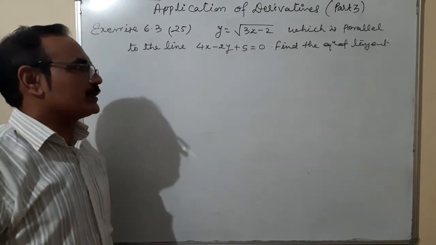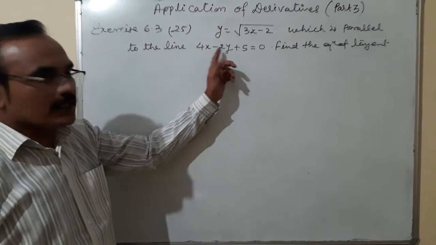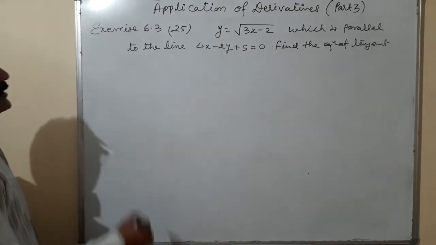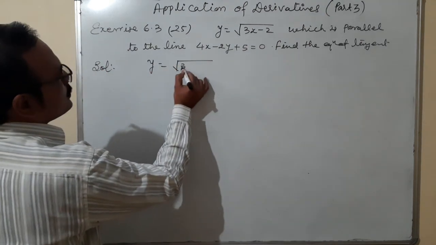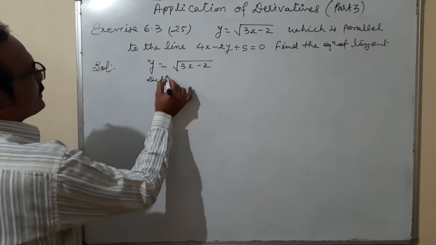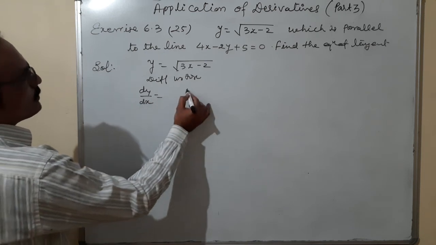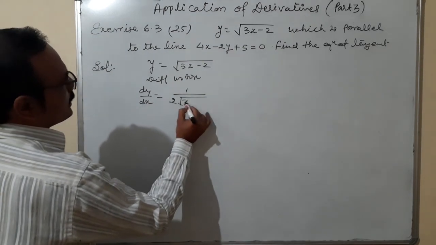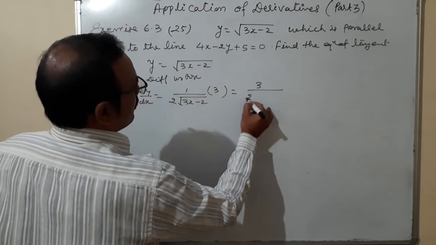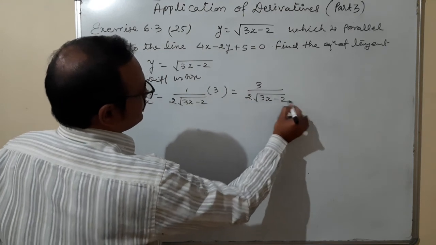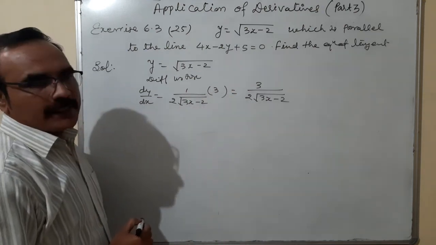This is the curve y is equal to root 3x minus 2, and the tangent is parallel to this line. Okay. So now y is equal to root 3x minus 2. Differentiate with respect to x. dy by dx is equal to 1 upon 2 root 3x minus 2. And again differentiation of 3x minus 2 is 3. That means 3 upon 2 root 3x minus 2. Is that okay? Right? dy by dx is equal to 3 upon 2 root 3x minus 2.